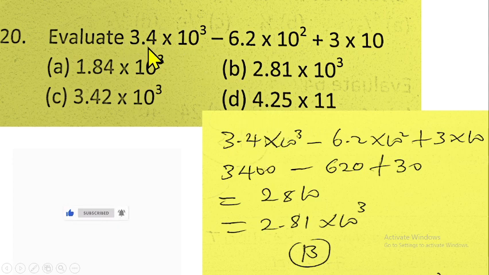Convert this one to an ordinary number. So you move the decimal point 3 times backward because of the power 3, and that should give us 3,400. Then convert this also to an ordinary number. Move this decimal point 2 times, and that should give us 620. Then 3 times 10 will give us 30. If you add this together and simplify, that should give us 2,810. Then convert this to standard form. Move the decimal point in between 2 and 8: 1, 2, 3. That should give us 2.81 times 10 raised to the power 3. So option B is the correct option for question number 20.